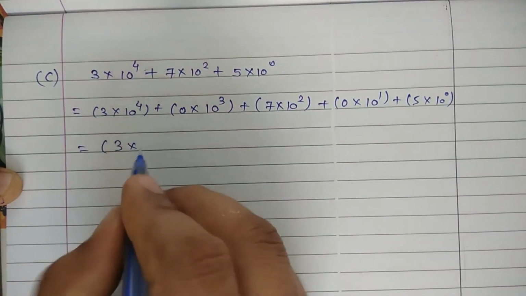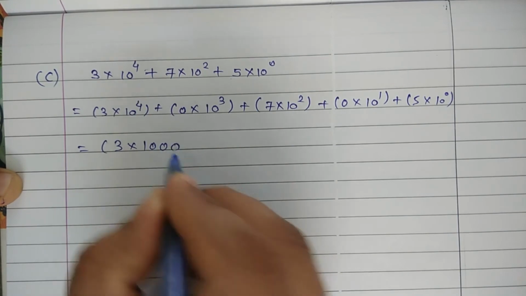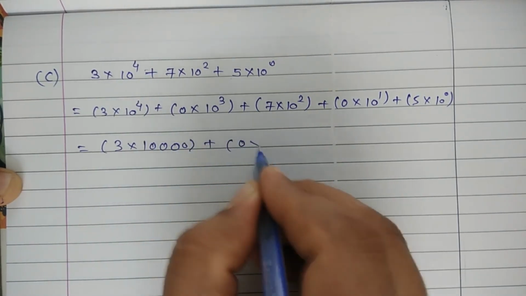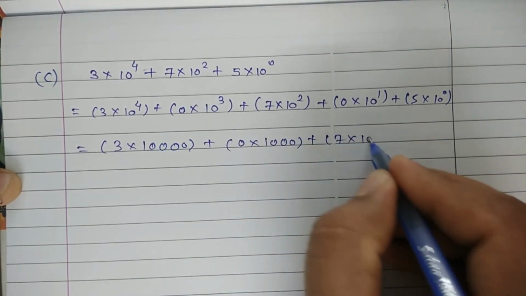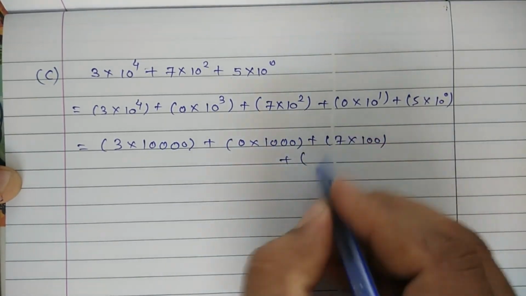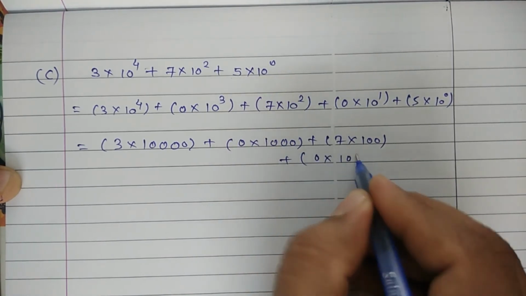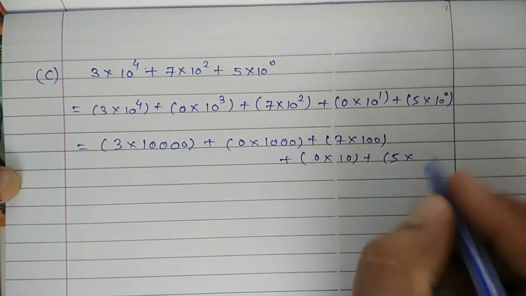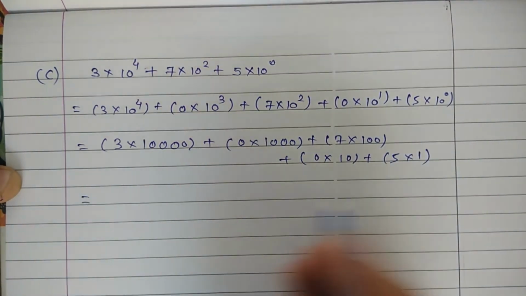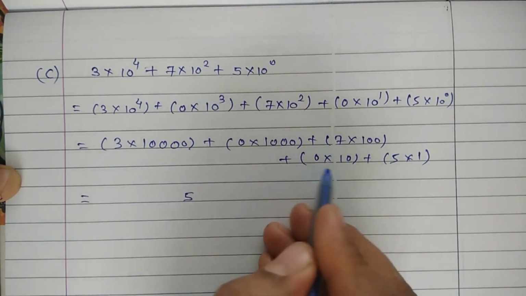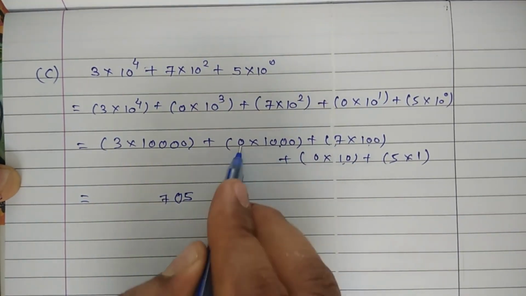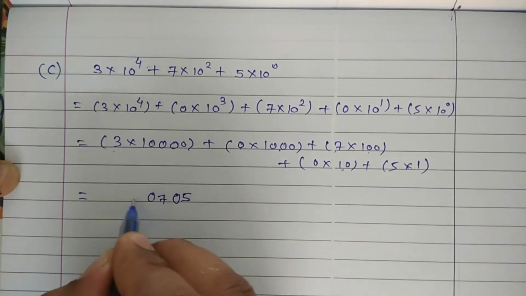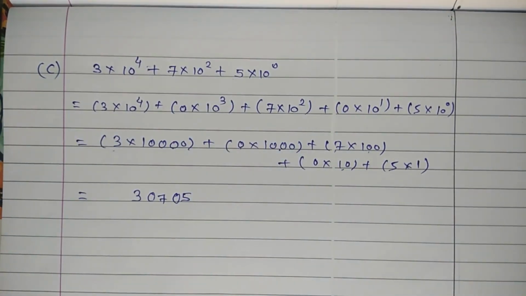Simplification, 3 multiplied by 10 raised to the power 4 means it is 10,000 plus 0 multiplied by 10 cubed means it is 1000 plus 7 multiplied by 10 square it is 100 plus 0 multiplied by 10 raised to the power 1 that is 10 plus 5 multiplied by 10 raised to the power 0 it is 1. So we'll start from 1's place, that is 5, then 10's place it is 0, then 100 place it is 7, 1000 place it is 0 and 10,000 place it is 3. So answer is 30705. That is 30,705.